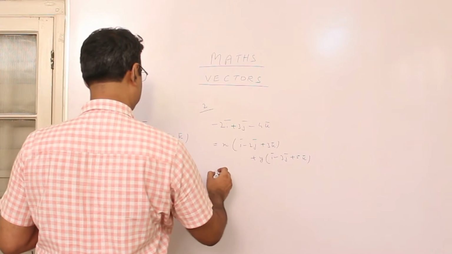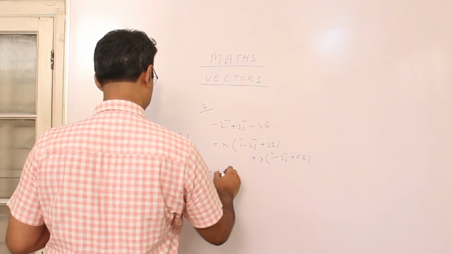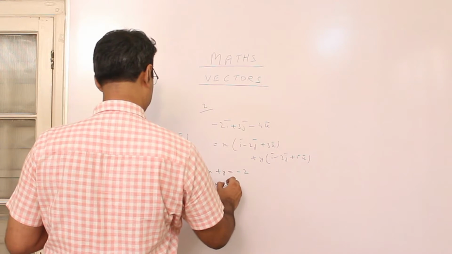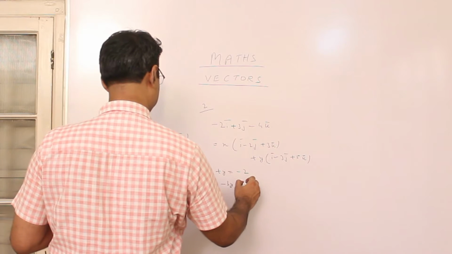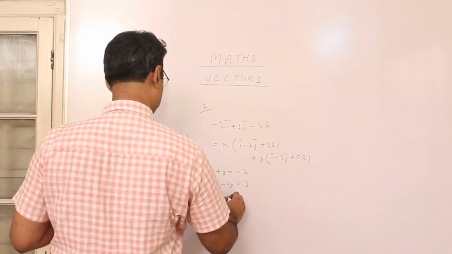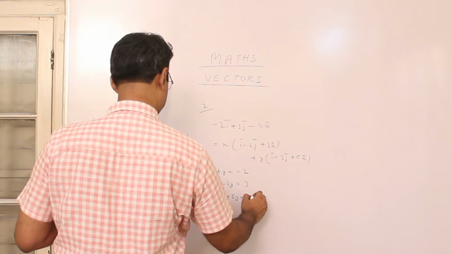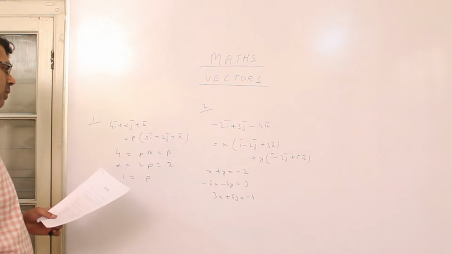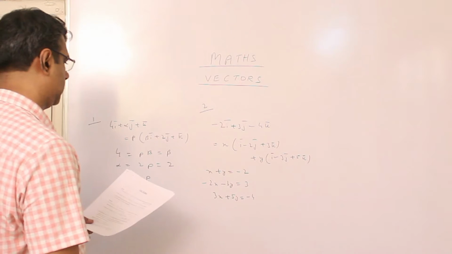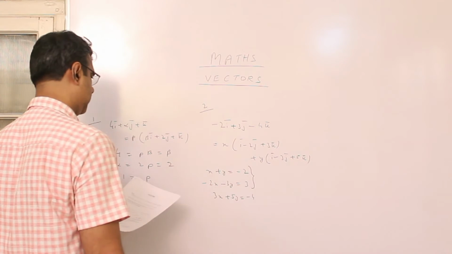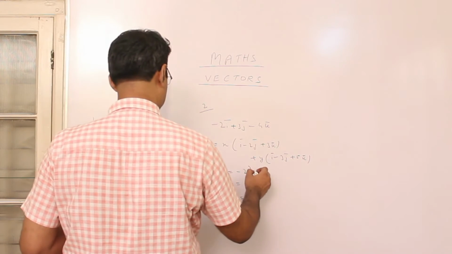Now if you compare on both sides, x plus y equal to minus 2, minus 2x minus 3y equal to 3, and 3x plus 5y equal to minus 4. After comparing ijk coefficients, you are getting these equations. Now what we will do is that we will solve these two simultaneously.